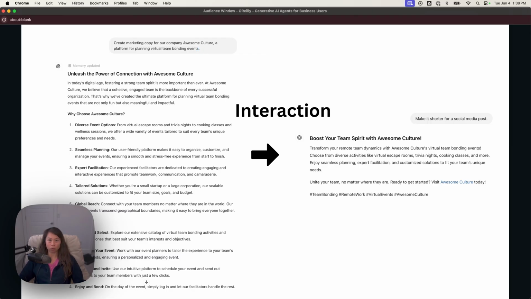So I interact with ChatGPT. I want to iterate on the answer, and so I give it feedback. I say, make it shorter for a social media post. And now the answer looks much more usable. It's much closer to what I want.